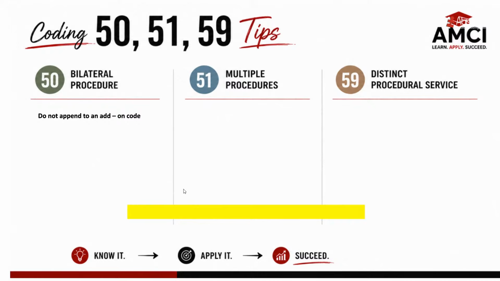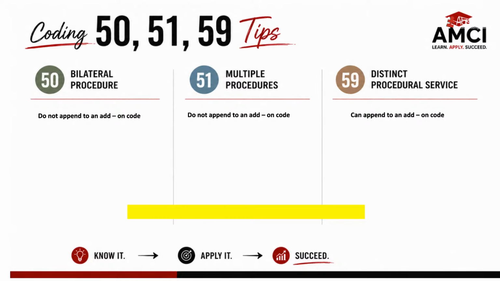Now I have something else for you. Once you really get that down, knowing these little tips is going to be priceless when you take your medical coding exams. When you have a bilateral procedure, you do not append a bilateral modifier to an add-on code, never. If you just know that, that will give you an advantage. You also don't append modifier 51 to an add-on code. That's just a no-no.